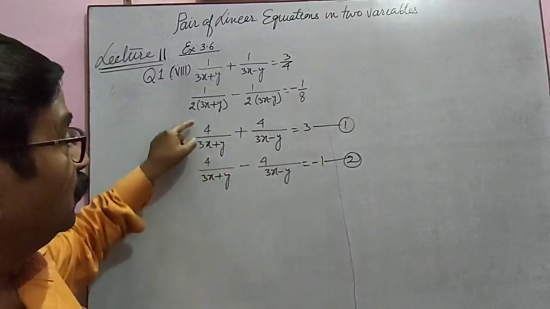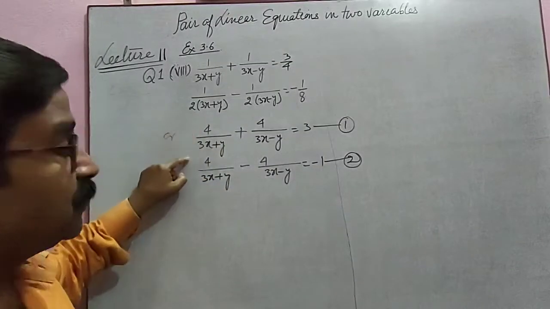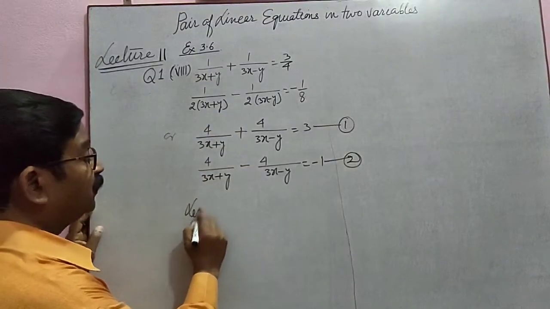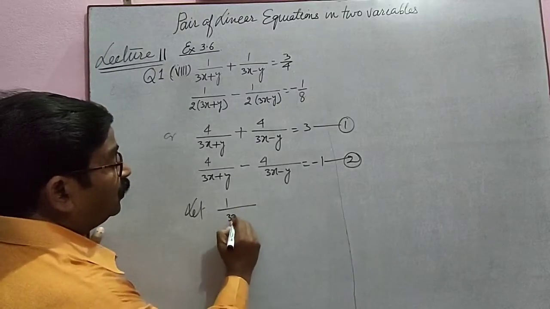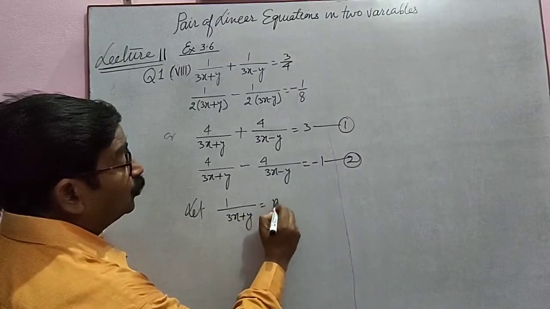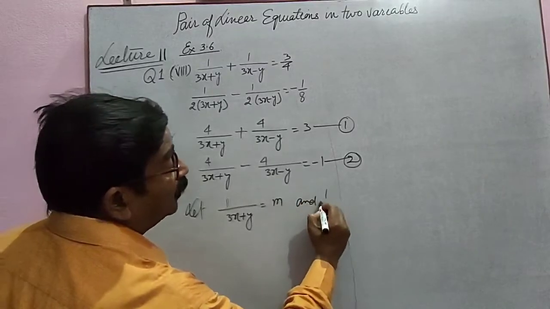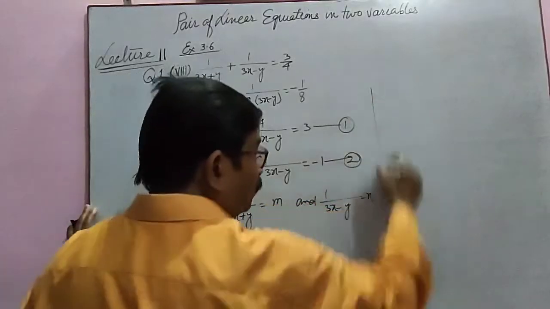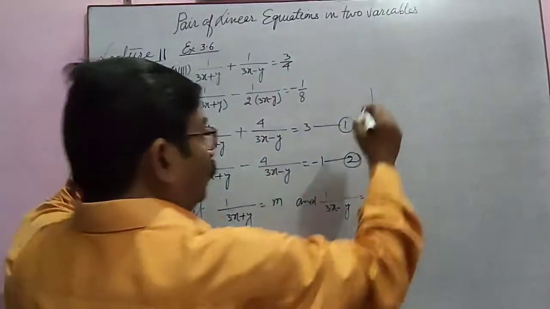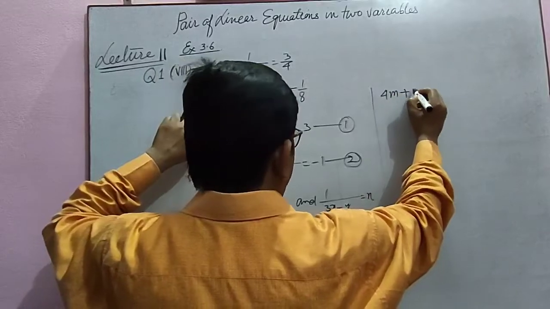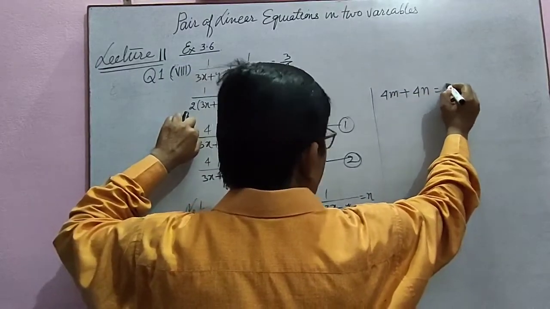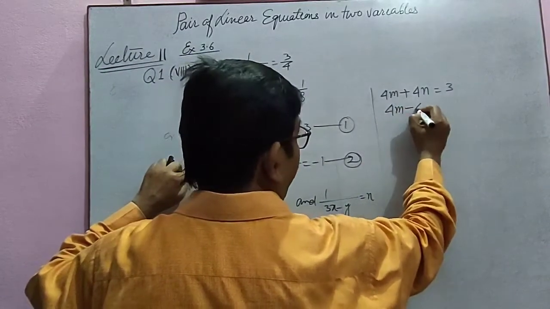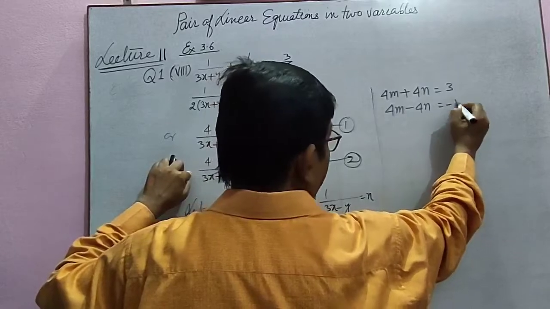You will assume the fractions together, like 1 upon 3x plus y for m and 1 upon 3x minus y for n. Let 1 upon 3x plus y be equal to m and 1 upon 3x minus y be equal to n. So what does your equation become? It becomes 4m plus 4n is equal to 3, and 4m minus 4n is equal to minus 1.